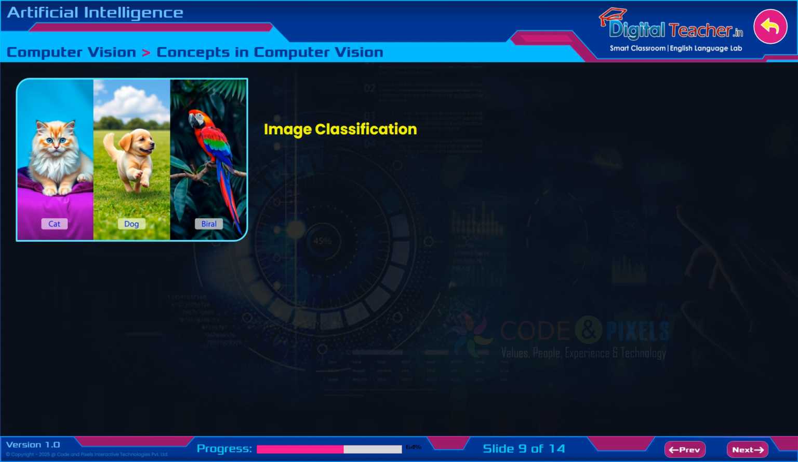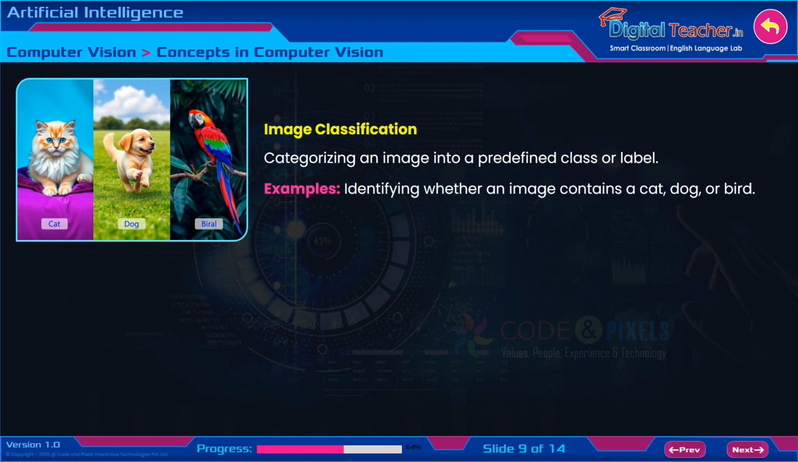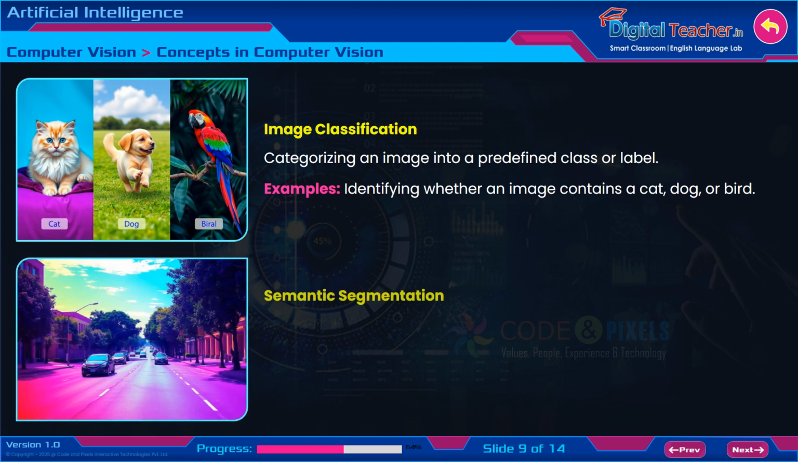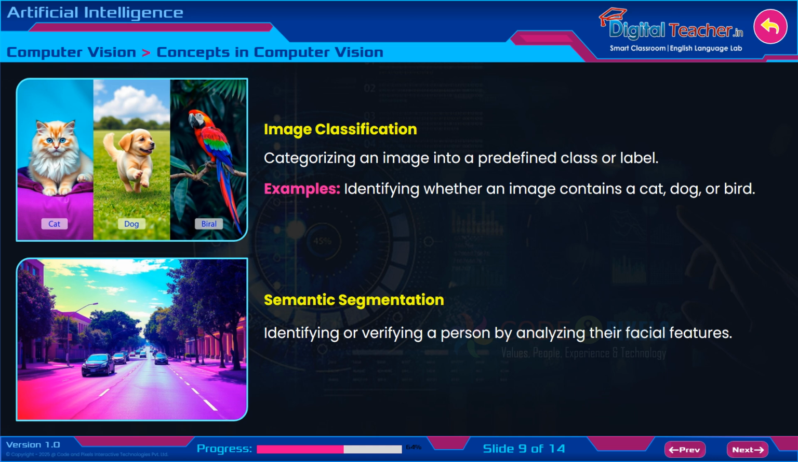Image classification: categorizing an image into a predefined class or label. Example: identifying whether an image contains a cat, dog, or bird. Semantic segmentation: dividing an image into parts and labeling each pixel based on the object it belongs to. Example: separating the road, cars, trees, and sky in a street photo.